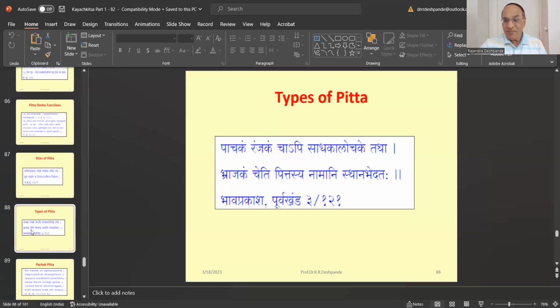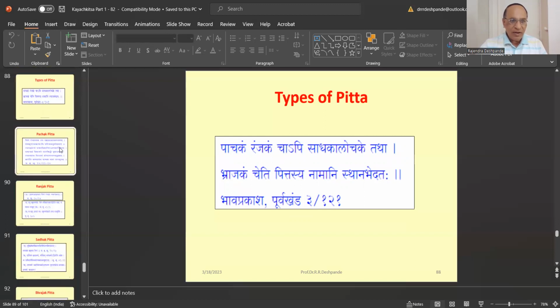Now, these are the five types of Pitta dosha. Pachak, Ranjaka cha api, Sadhak, Alochake tatha, Bhrajakam cha iti Pittasya namani sthana vedataha. This is from the Bhava Prakash, an important text of Ayurveda. Pachak, Ranjak, Bhrajak, Sadhak, and Alochak. These are the important types of Pitta dosha. We are going to see the details next. This was slide number 88. Now I will go further. We will click on 89.